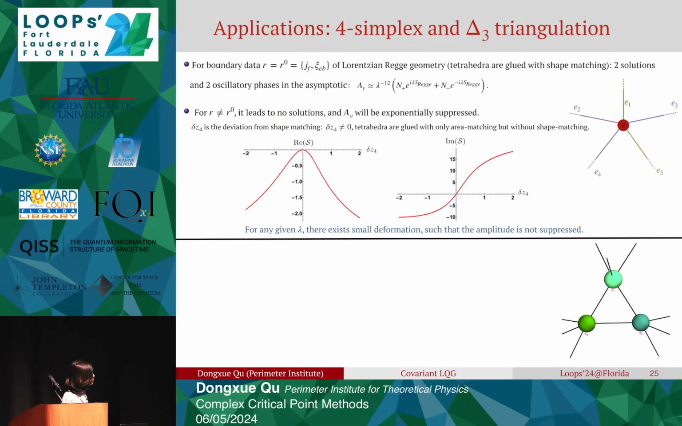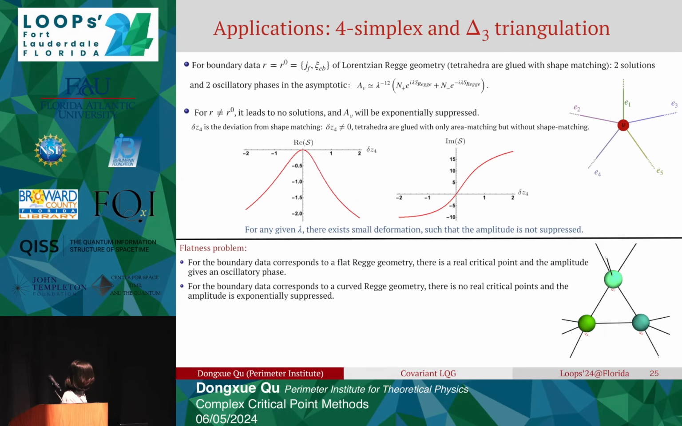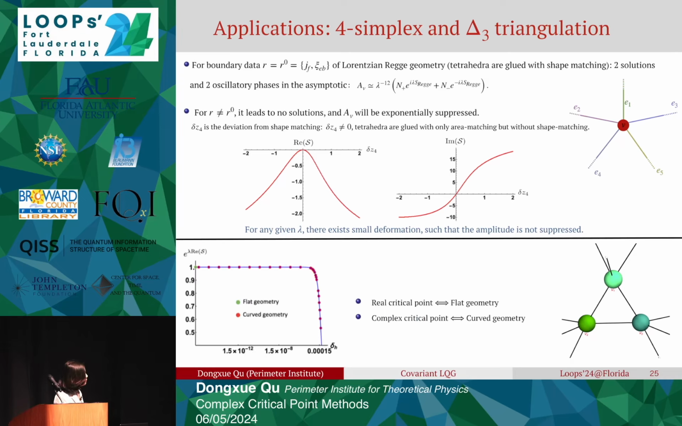And for the second example, I will use the delta 3 triangulation to resolve the flatness problem. The flatness problem tells us that if the boundary data correspond to a flat Regge geometry, then there is a real critical point, and the amplitude gives us the oscillatory phase. But if the boundary data correspond to a curved Regge geometry, then there is no real critical point. In this case, the amplitude will be exponentially suppressed. But if we use the real critical point to represent the flat geometry, and use the complex critical points to represent the curved geometry, you can see the amplitude for these curved geometries is actually comparable to the amplitude of the flat geometry. So it means the flatness problem is resolved by using the method of complex critical points.